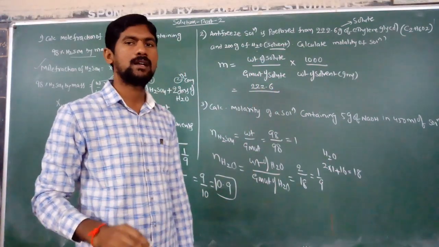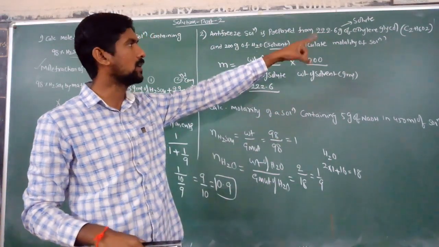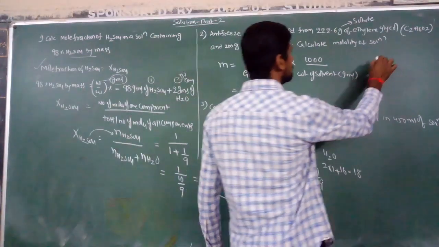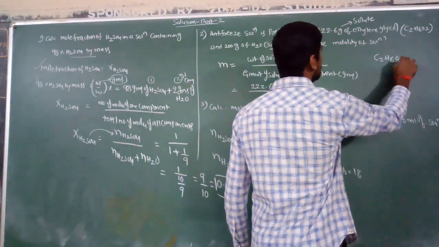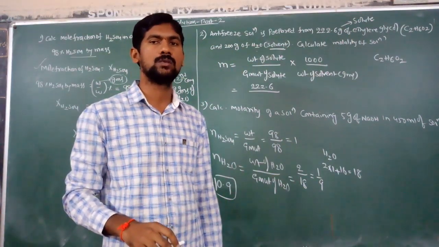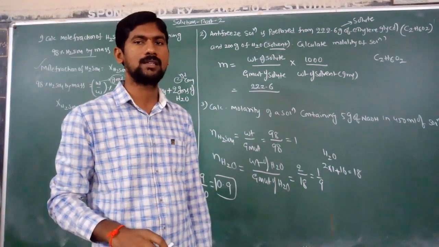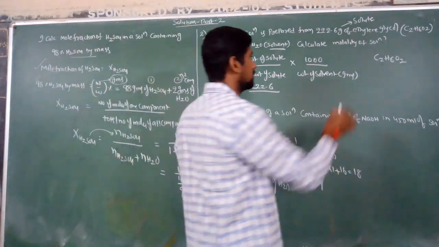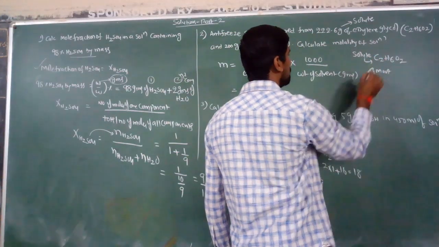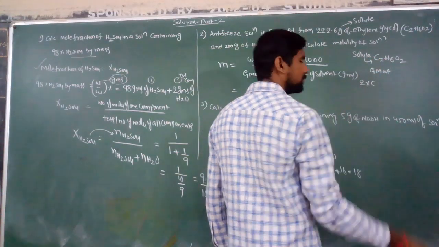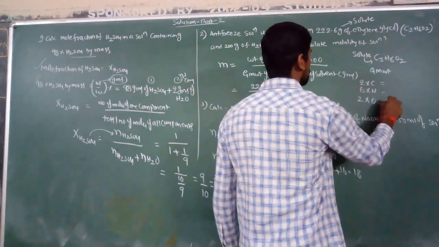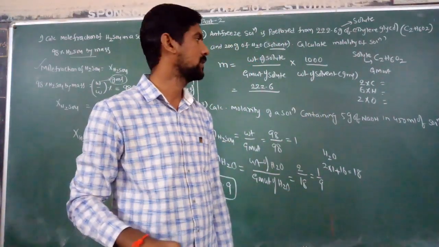What is the gram molecular weight of solute? They have already given the molecular formula of ethylene glycol, which is C2H6O2. Then find out the gram molecular weight of ethylene glycol because it is the solute. So 2 carbons, 6 hydrogens, 2 oxygens.